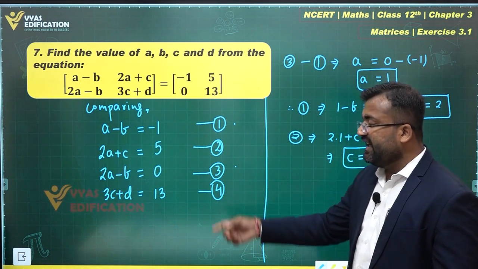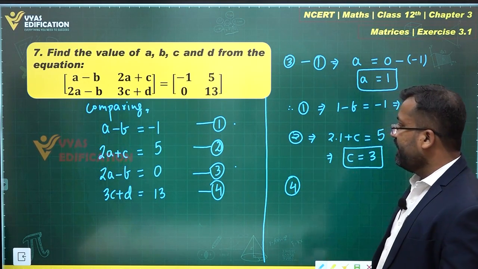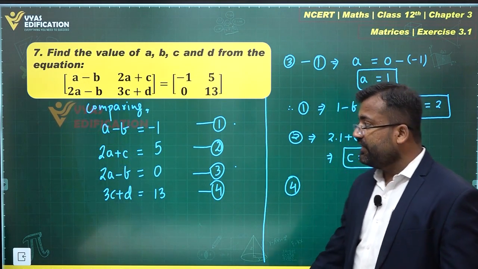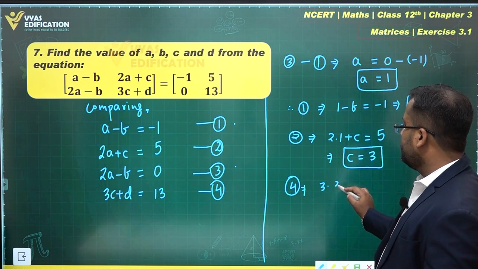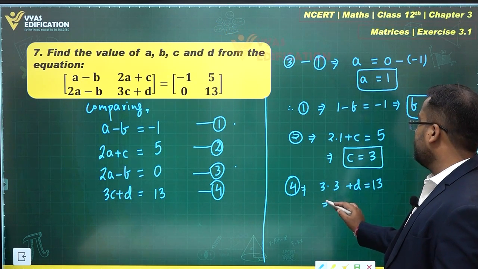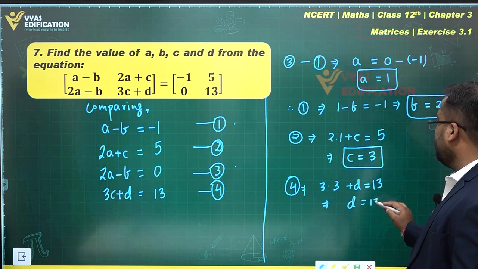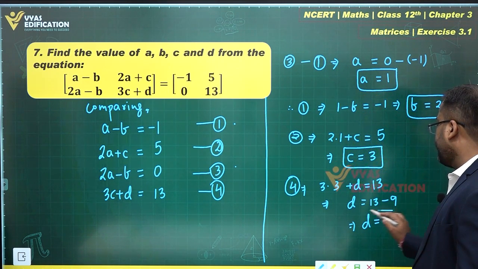What next? We are supposed to find D after that, right? Once you have the value of C, use equation 4 to get the value of D. What do we have? This becomes 3 times C, which is 3, plus D equals 13. This gives me D equals 13 minus 9, which implies D is equal to 4.